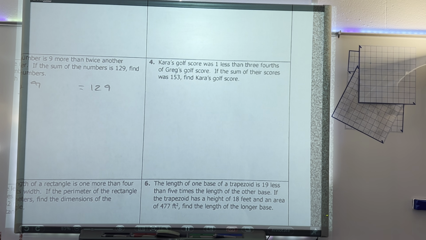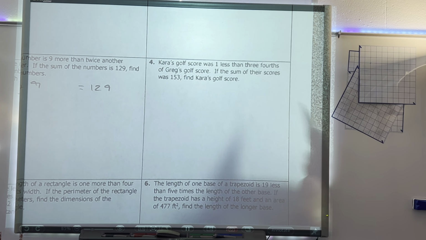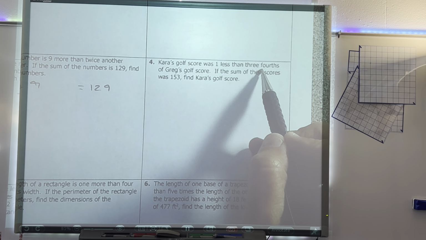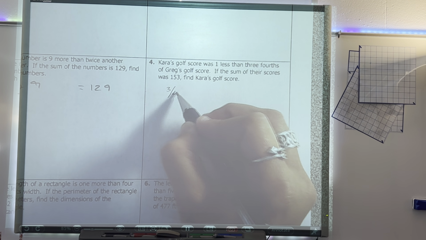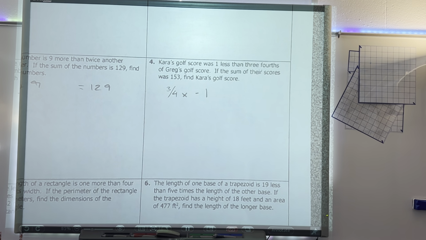Kara's golf score was 1 less than 3/4 of Greg's golf score. So whose golf score would I need to know? I would need to go Greg. So Greg's gets the X, right? All right. And Kara's golf score was 1 less than 3/4 of his. So 1 less than what? Yeah, 3/4 X, and 1 less than that.